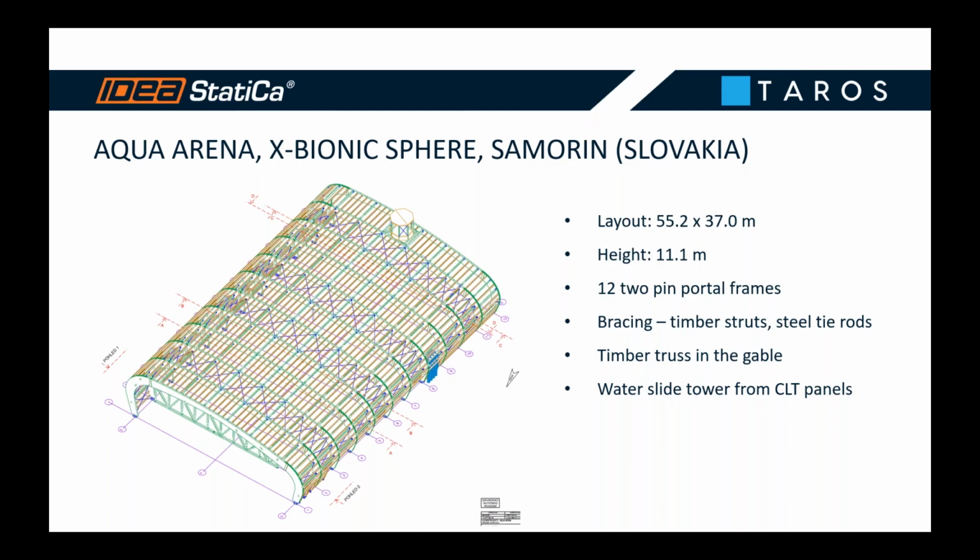There are also some non-standard members or elements. Here in the gable wall, there is a timber truss to reduce vertical deflection for the glazing. And there is also a small water slide tower. It's made of cross-laminated timber panels. So if you will be there and you like water slides, you will see the structure more in detail.